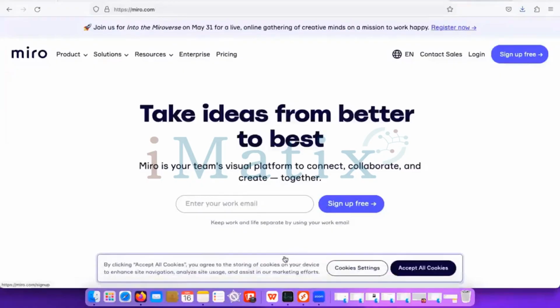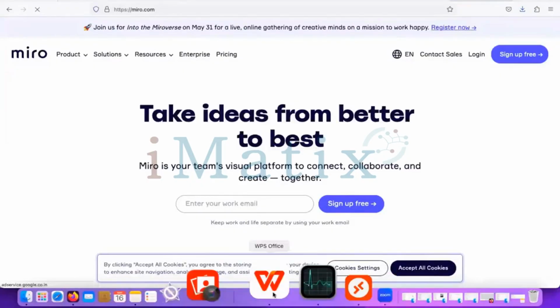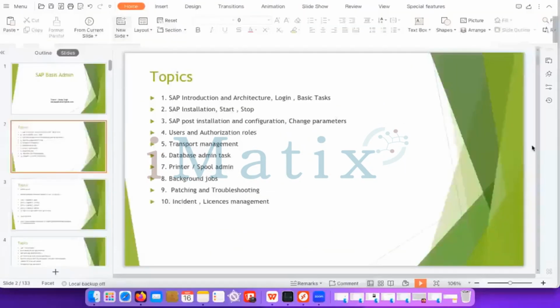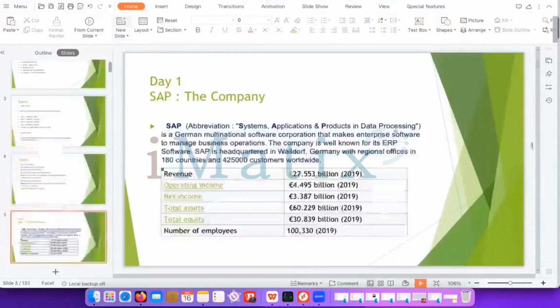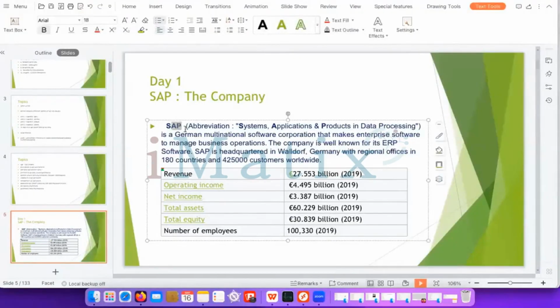First, we have to understand, as I said, how to pronounce it: SAP. The SAP abbreviation is System Application and Products in Data Processing. It's a German multinational company that makes enterprise software to manage business operations.